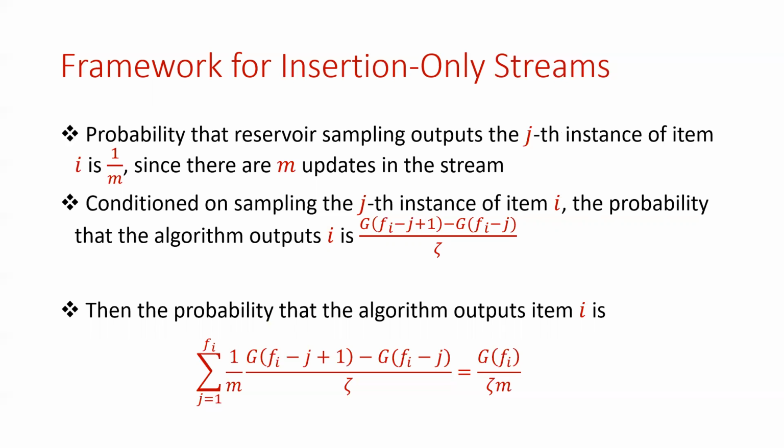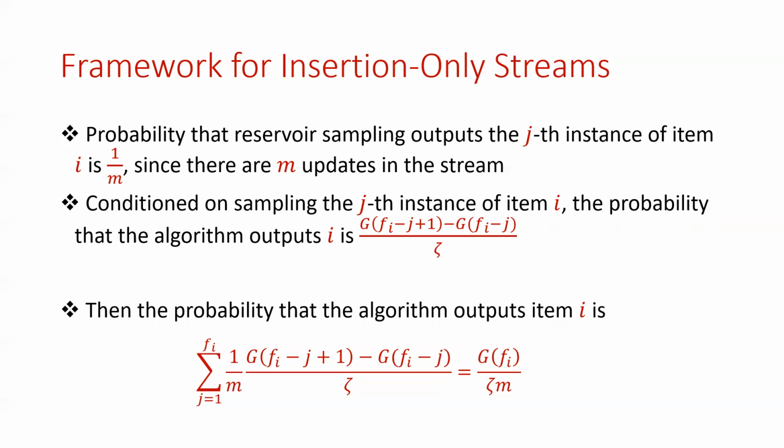So then the probability that the algorithm outputs item I is 1 over m, because that's the probability that the particular update is sampled by reservoir sampling. And it's multiplied by the probability that the item is accepted over all instances of the item that appears throughout the stream. So item I appears fi times, and thus we'll take the sum over j equals 1 to fi.